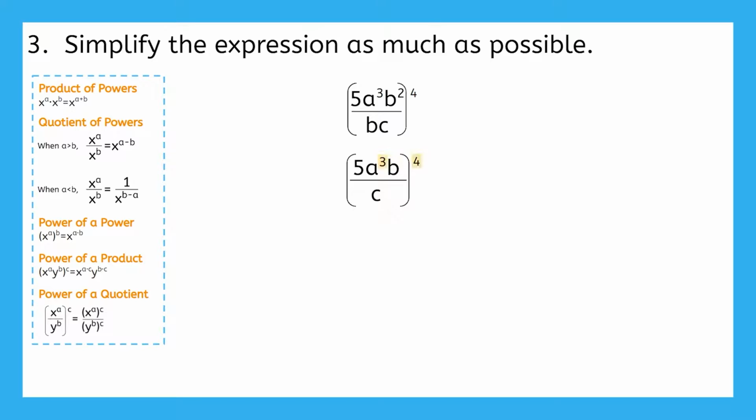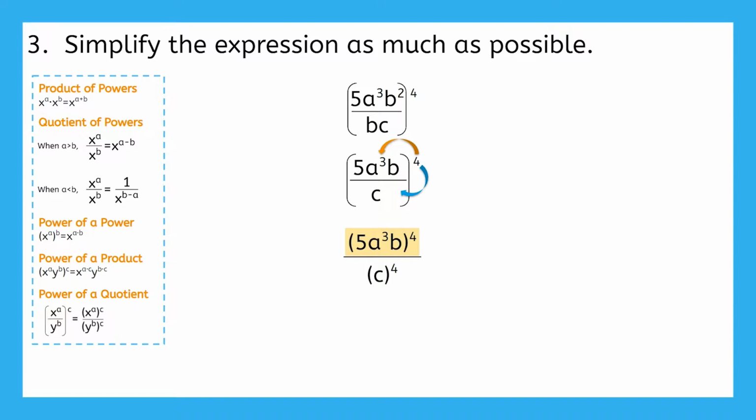There's 2 exponents in this expression, but this a cubed inside the parentheses can't be simplified anymore. So we can address this outer exponent of 4 and, using the power of a quotient property, distribute it to both the numerator and the denominator. Now we need to simplify the numerator and denominator groupings. Starting with the numerator, what should we do next?